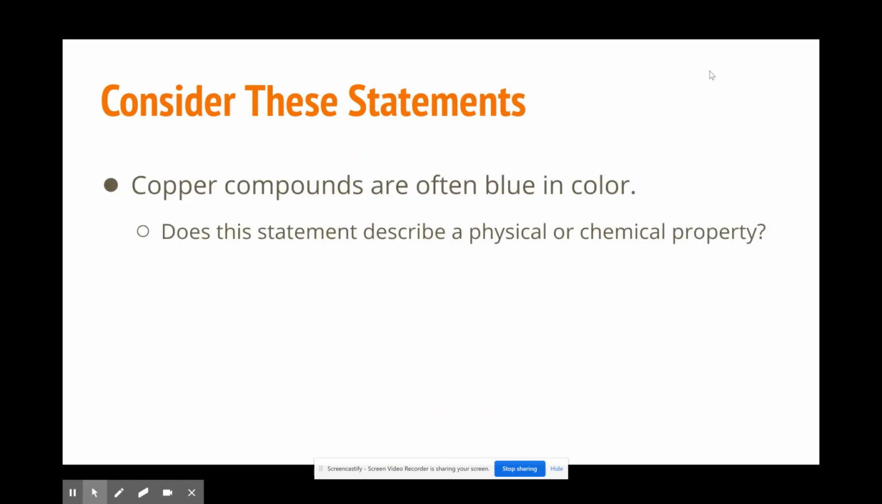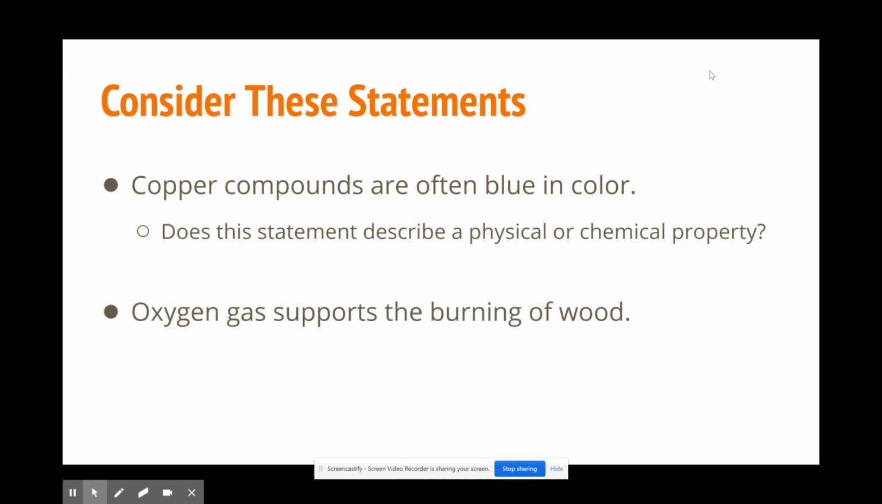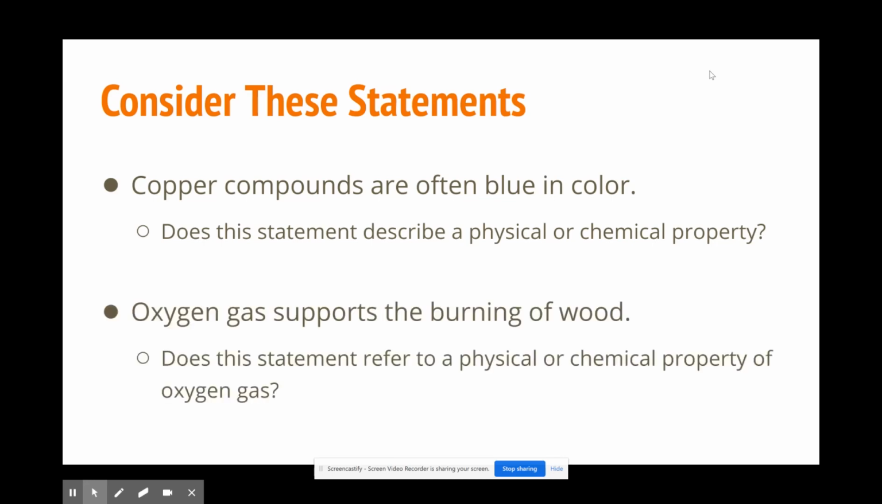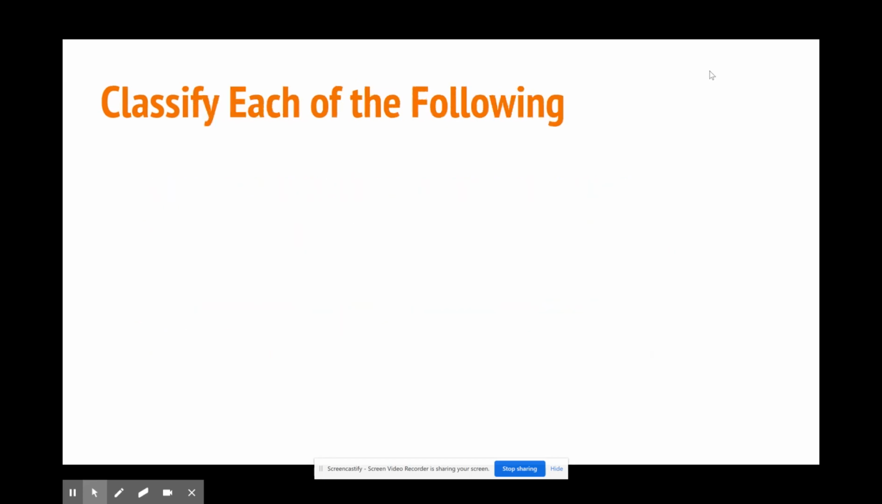If I have these statements, copper compounds are often blue in color. Would this describe a physical or a chemical property? Let me know what you think. This would actually describe a physical property because it's just talking about the color of something. And then oxygen gas supports the burning of wood. Is this physical or chemical? This would be a chemical property because we are saying that it supports a type of reaction that's happening.